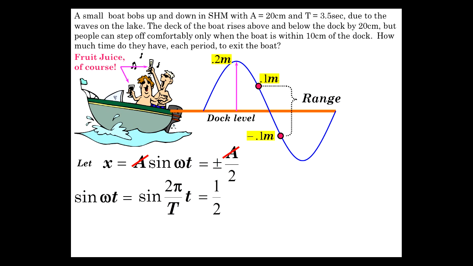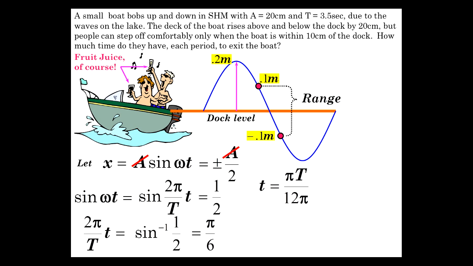Now we can take the inverse sine of both sides. Inverse sine of sine of 2 pi t over T is inverse sine of 1/2. So let's write that. And inverse sine of 1/2 is just pi over 6. So we can easily solve this for the time. Let's go ahead and do that. 2 pi t over T equals pi over 6, so t is T over 12.